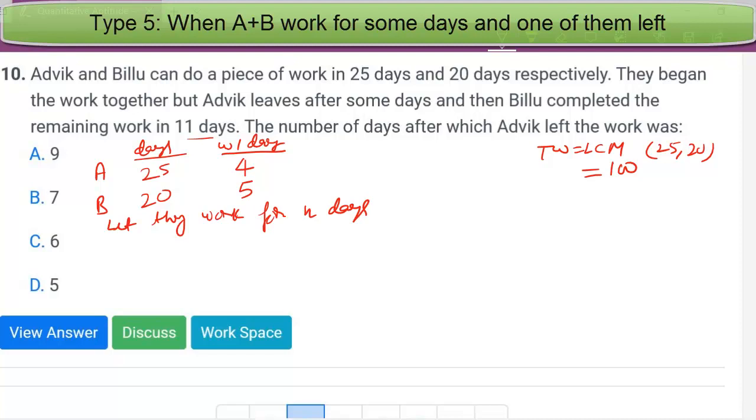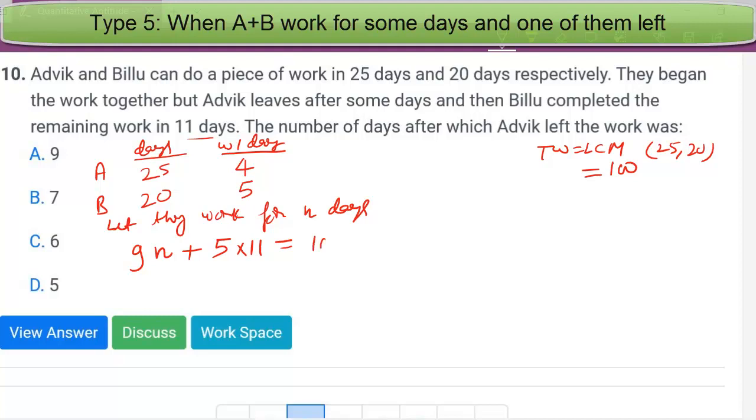So when they are working together, they will do 4 plus 5, that means 9 work. So 9 n work they have done, plus, and then Billu completed the remaining work in 11 days. So Billu is doing 5 work per day, so 5 work he is doing for 11 more days, and then the work is completed, which is 100, we have already assumed.